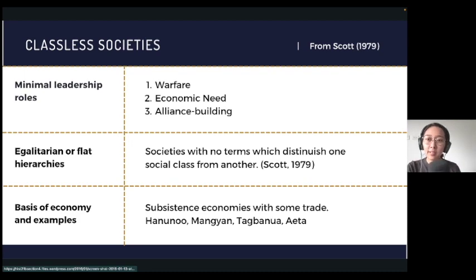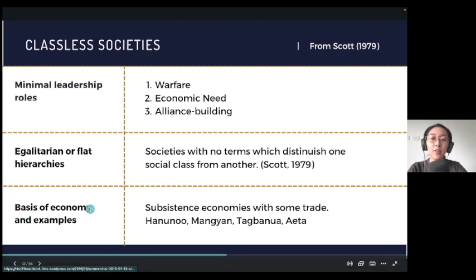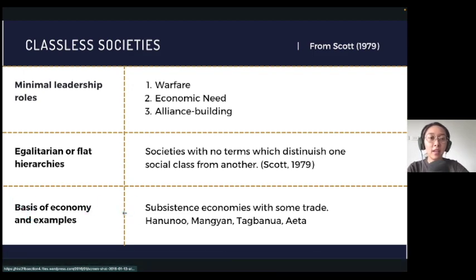So leaders, in fact, would only really emerge in times of warfare, economic need, or alliance building. So, warfare, economic needs, such as, if they have to move from one place to another to find sustenance, yeah, they need to forage in another area, for instance. Or if they have to create allies for the other places for the purposes of trade, then a leader would emerge. Now, their basis of economy tended to be subsistence, meaning what they plant and what they forage is enough only for their own consumption.